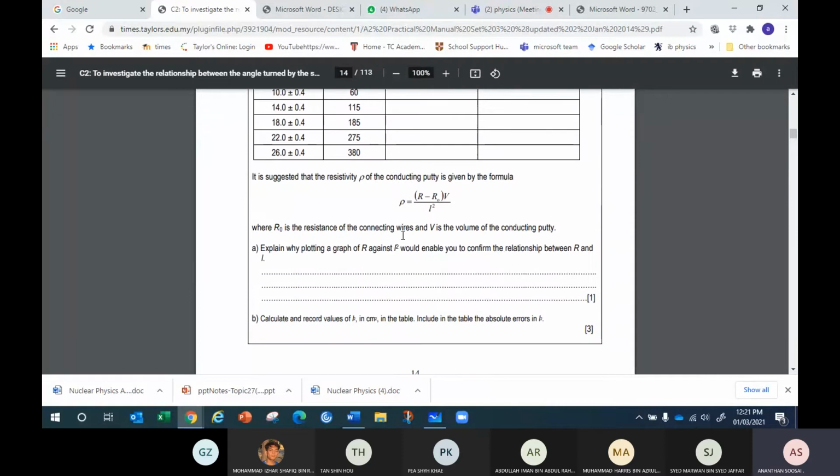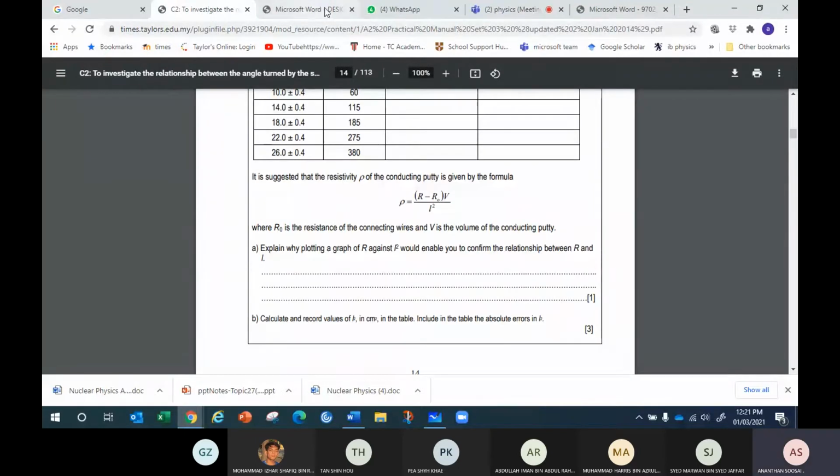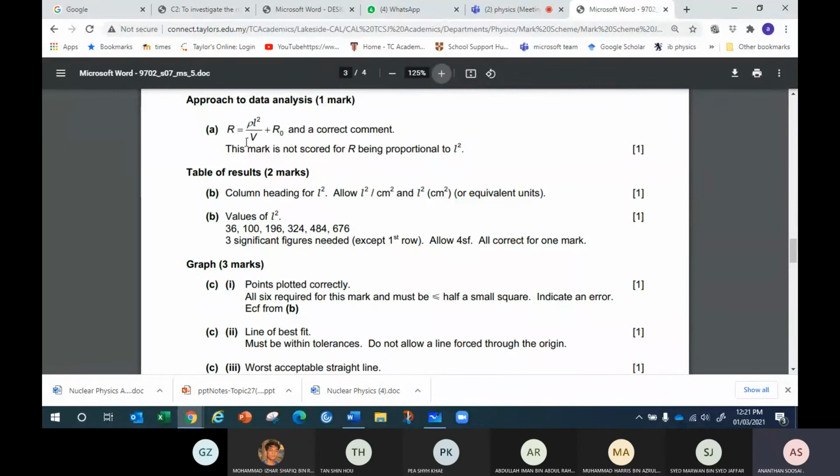Okay, so the first question is: explain why plotting a graph of R against L squared would enable us to confirm the relationship. So what do you have to do? You have to rearrange this. So R equals rho L squared over V plus R naught. By plotting R versus L squared, you obtain a straight line where the gradient is rho over V and the y-intercept is R naught, which would enable us to confirm the relationship. So that should be your first answer.